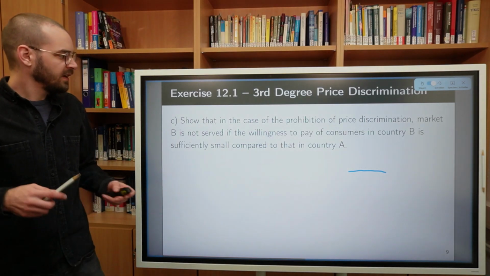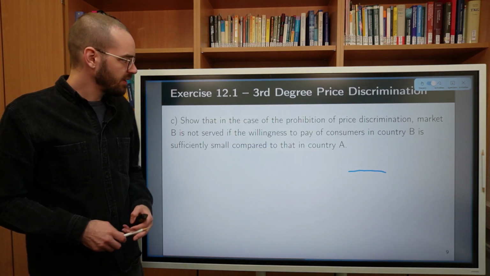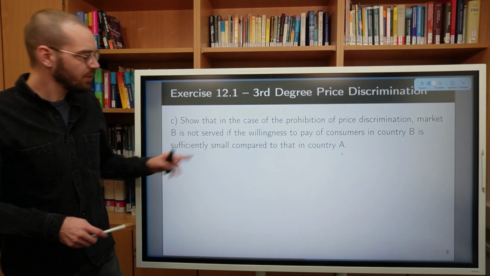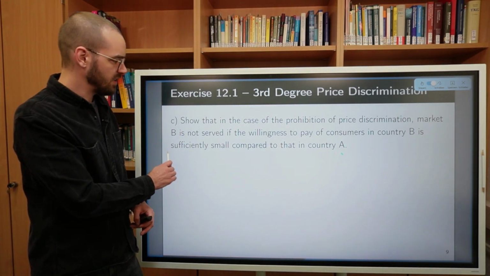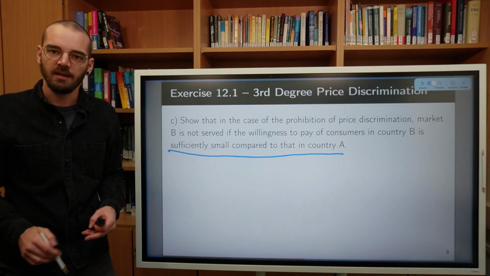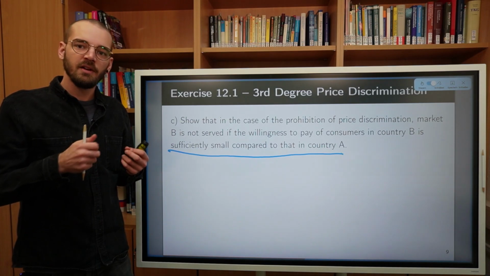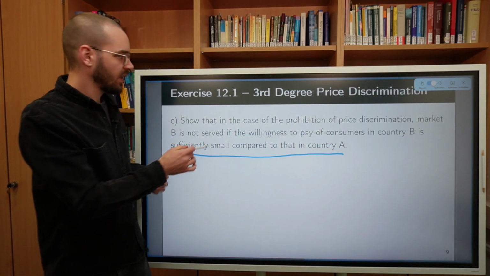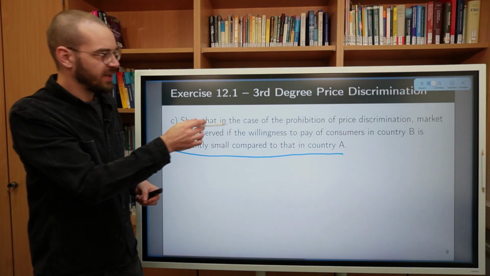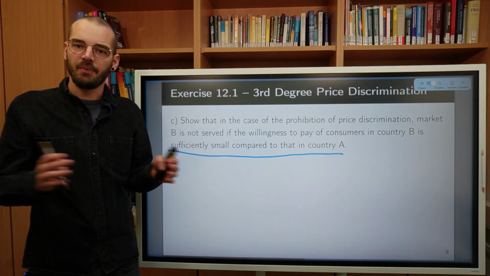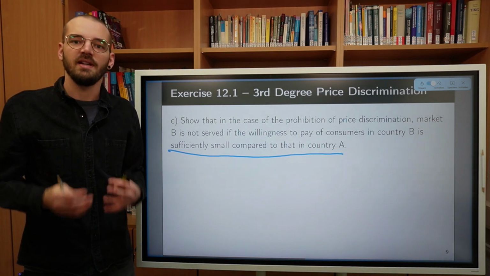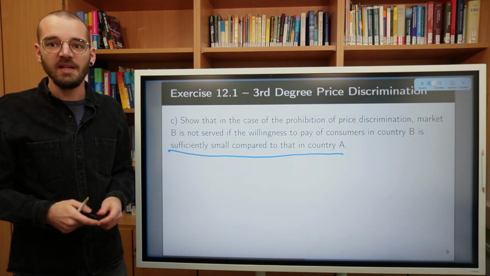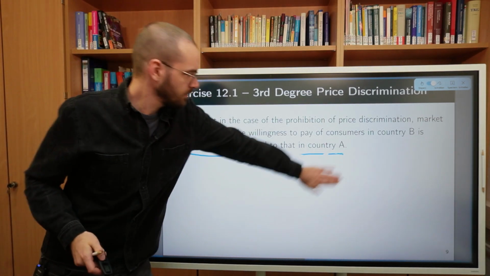All right, so under task C, we are now asked to show that in the case of this prohibition of price discrimination, market B is not served if the willingness to pay of the consumer in country B is sufficiently small compared to that in country A. All right, so now we are asked to find the condition under which an abolishment of price discrimination will result in a uniform price that is actually larger than the maximum willingness to pay of consumers in the small country, in country B in our particular case.